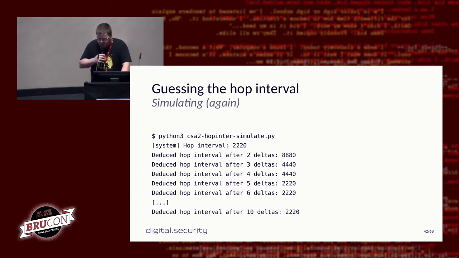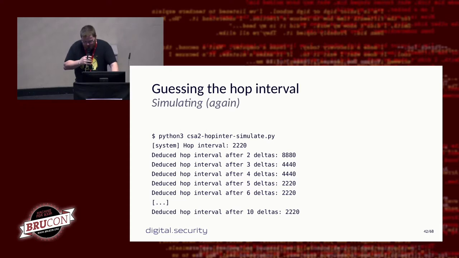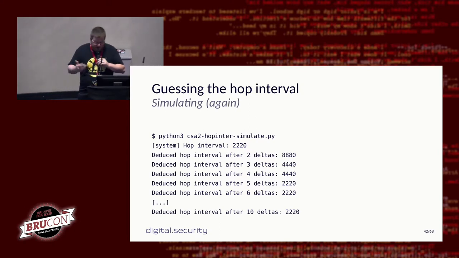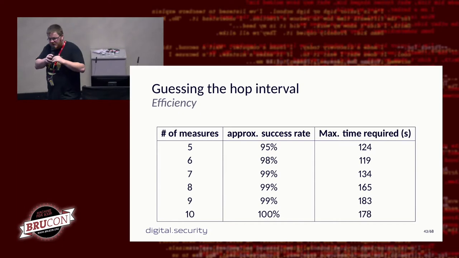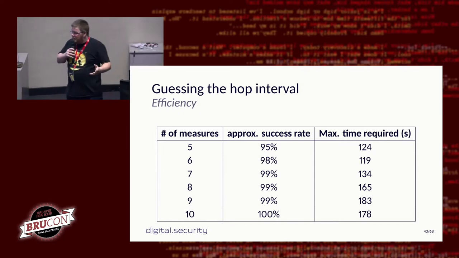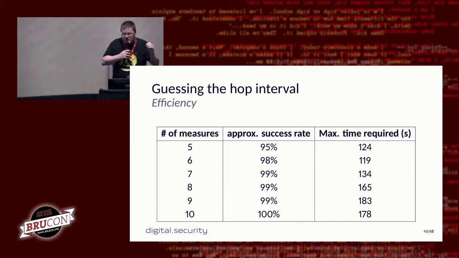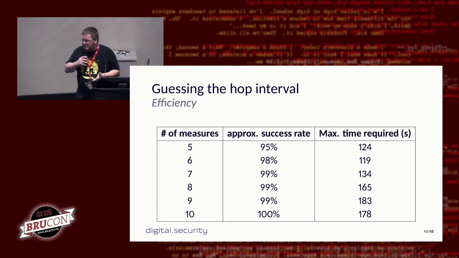Again, I simulated this system. It gave me, as you can see, after 5 or 6 measures, something very reliable. I performed a lot of tests to see if, for every possible value of channel identifiers and counters, this is reliable. And as you can see, if you only take 5 measures, you get a 95% success rate. So this is pretty good. If you want to have 100% success, you need to make 10 measures.